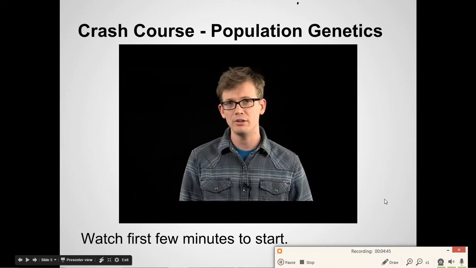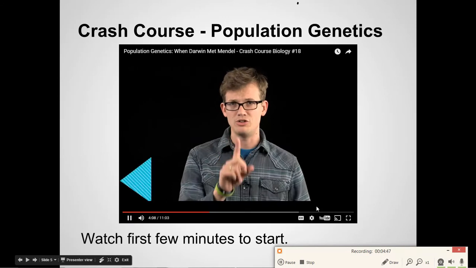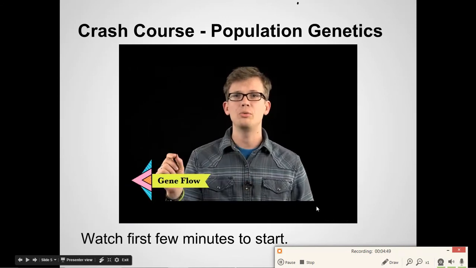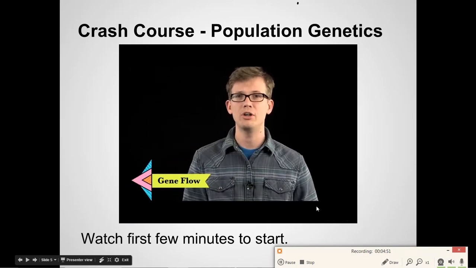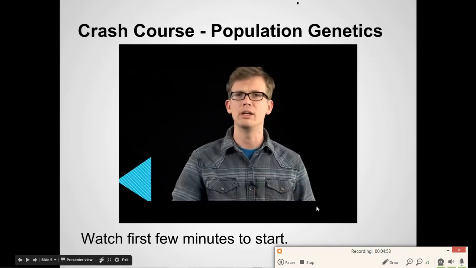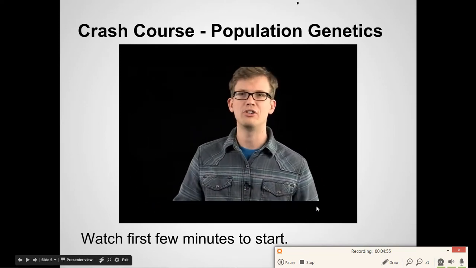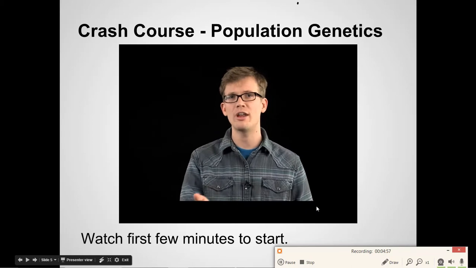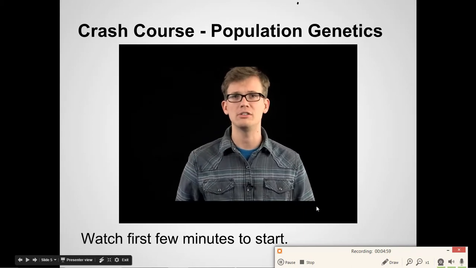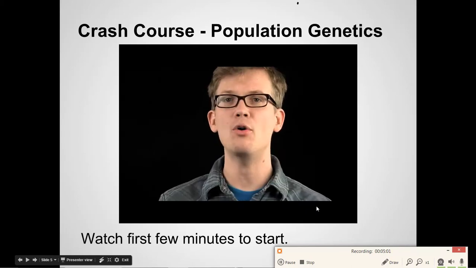Finally, when it comes to allele game changers, you gotta respect the gene flow, which is when individuals with different genes find their way into a population and spread their alleles all over the place. Immigration and emigration are good examples of this, and as with genetic drift, its effects are most easily seen in small populations.